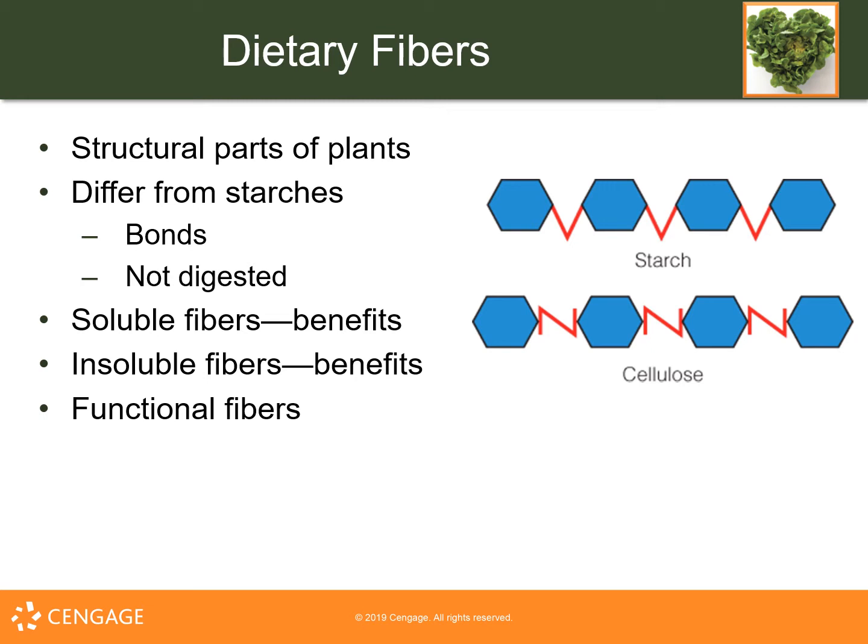Functional fibers. This is when fibers are extracted from plants and added to foods or used in supplements. So cellulose, naturally found in cereals, is a dietary fiber because it's supposed to be there, it's natural. Cellulose that's extracted and put into a supplement, be it a powder or a pill, and used to alleviate constipation, is considered a functional fiber.